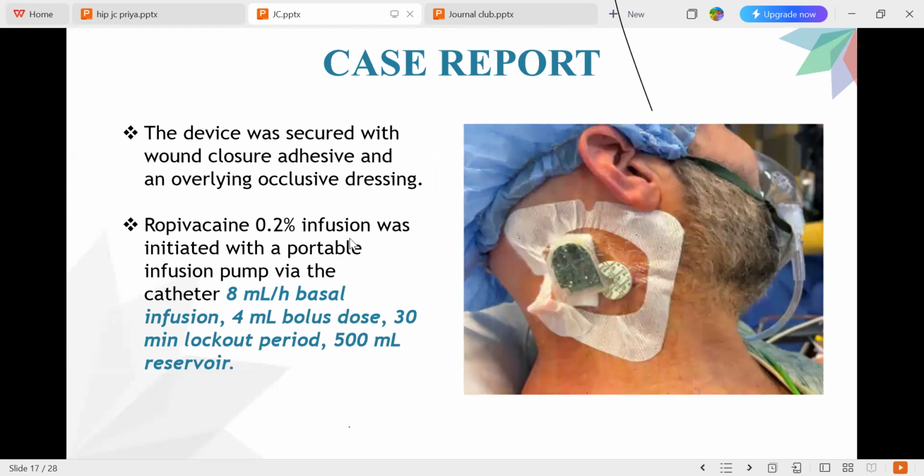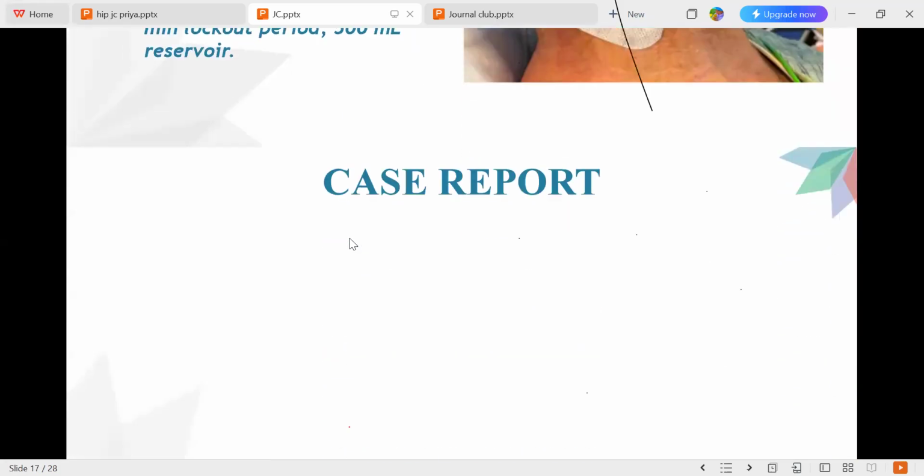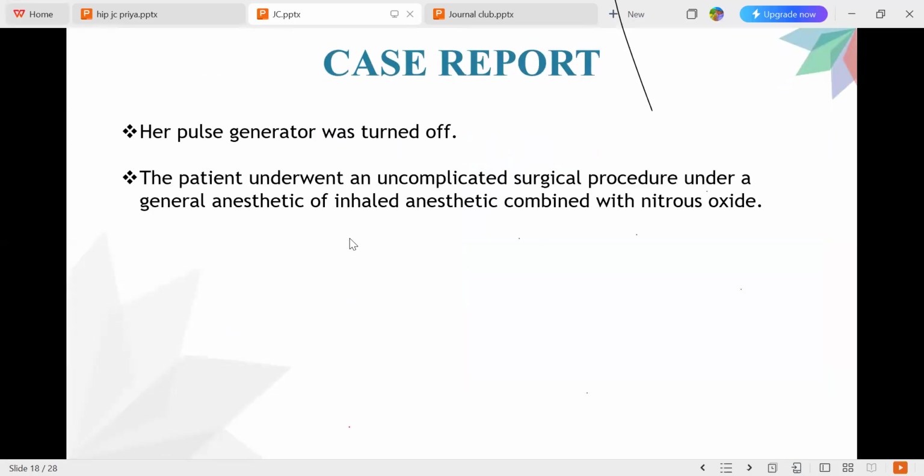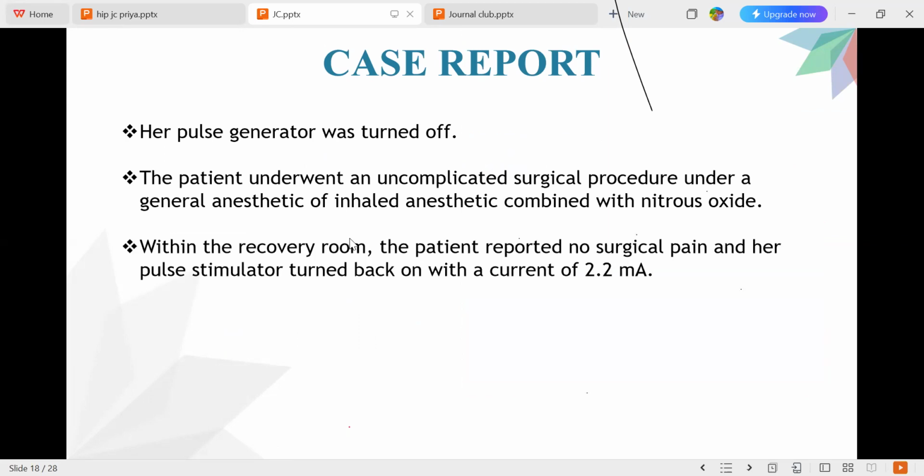And then local anesthetic infusion with 0.2% ropivacaine was initiated with a portable infusion pump via the catheter. The infusion rate was 8 ml per hour basal infusion followed by a 4 ml bolus dose with a 30-minute lockout period and a 500 ml reservoir. The pulse generator was then turned off, and the surgical procedure went through without any complications. General anesthesia was also administered with an inhaled anesthetic combined with nitrous oxide.